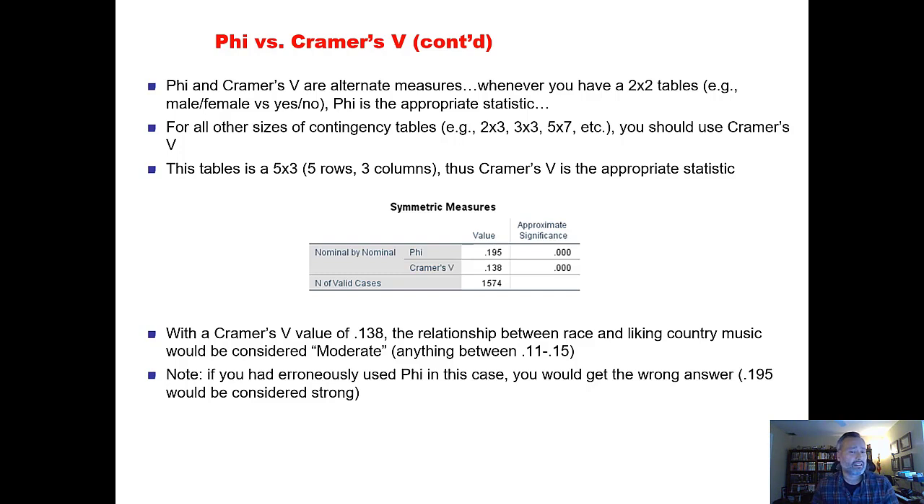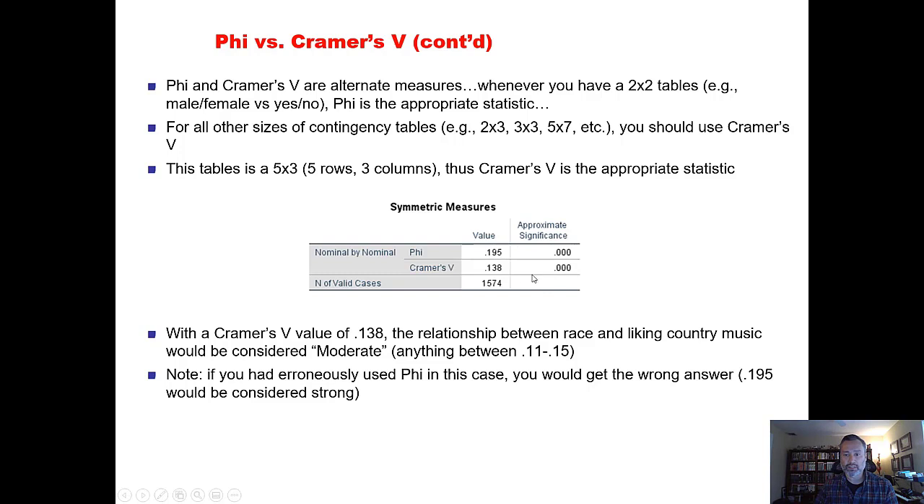It's that simple. A lot of the time, they'll have the same value, but certainly not all of the time. In this case, I've reproduced here on the PowerPoint slide that same output that we saw, and we have a phi value of 0.195 and a Cramer's V value of 0.138. The table that we were looking at, remember, had 5 rows for like it, very much like it, etc. And we had 3 columns for white, black, and other. This is a 5 by 3 table, therefore we would use Cramer's V. With a Cramer's V value of 0.138, this would be considered a moderate relationship. If we had incorrectly used phi, we would have concluded it was a strong relationship, when in fact it's really only a moderate relationship. So you'd have the wrong interpretation if you use the wrong statistic. In this case, it would be Cramer's V, and it would be a moderate relationship.